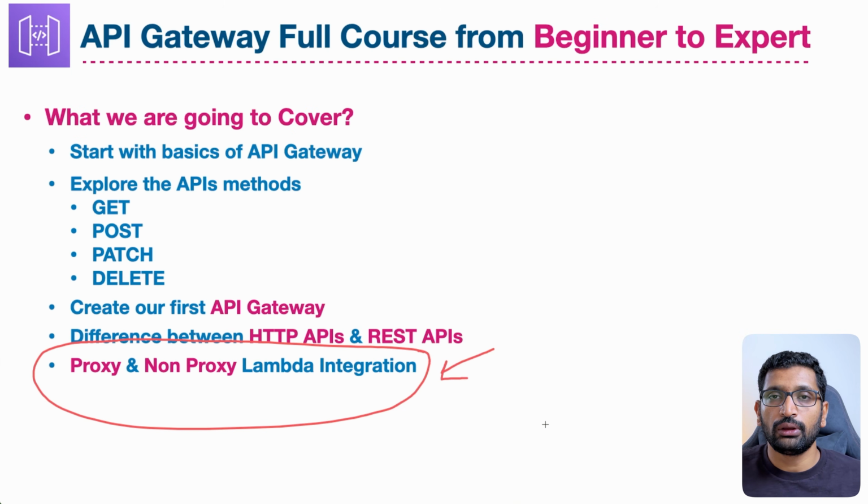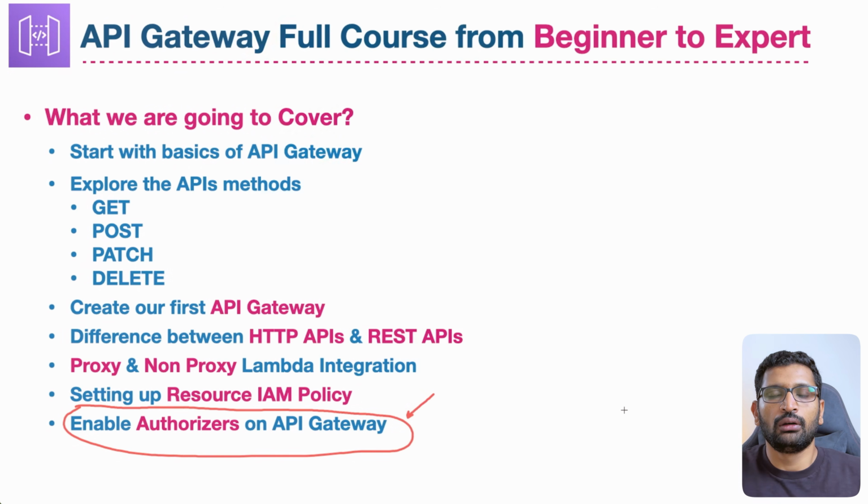And after that, we are going to increase the complexity, and then we are going to take a look at the proxy and non-proxy integration of our API gateways with the Lambda. Increasing the complexity of this particular topic, then we are going to introduce the authorizers. So authorizers will be there for API gateway so that you need to pass a certain kind of security token to access your API gateway.